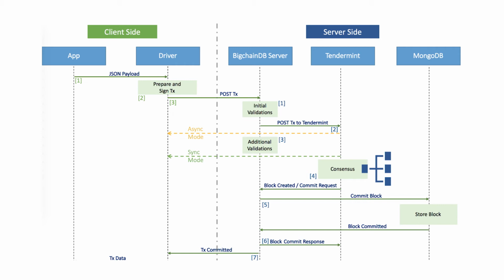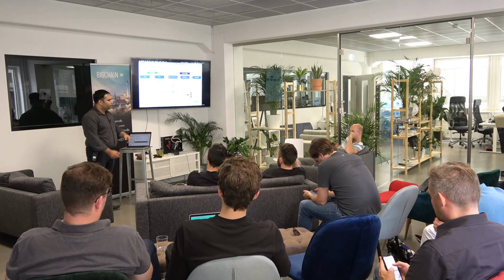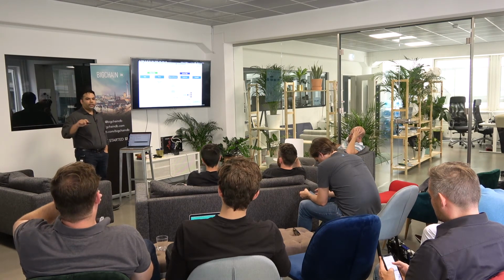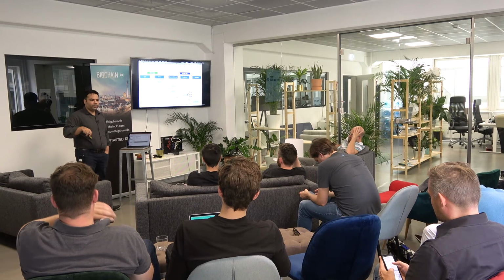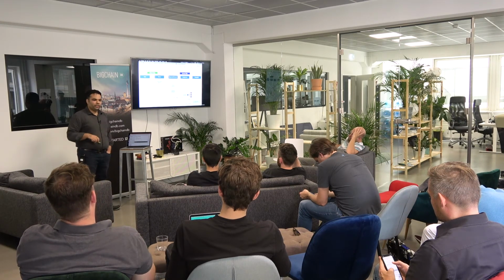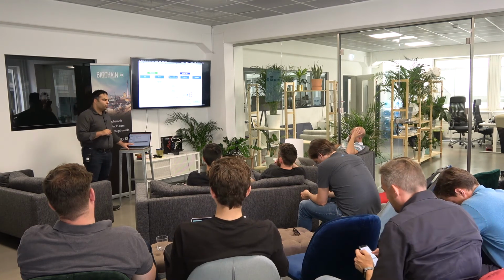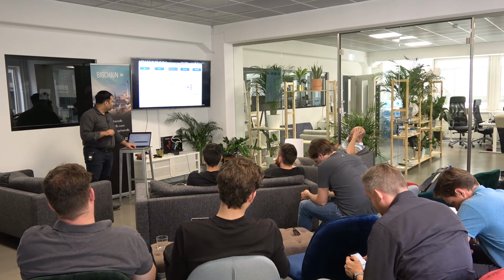So we have the app, which is the decentralized application, having the driver imported in it. The app will be passing simple JSON data to the driver, and the driver will encapsulate it into a transaction and sign it on the client side. Then it is posted to the BigchainDB server, which internally gives it to the Tendermint node of that particular BigchainDB server, and the consensus happens on this particular transaction. And finally, it is stored on MongoDB inside the BigchainDB node.